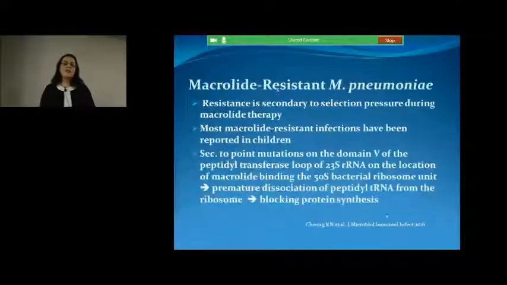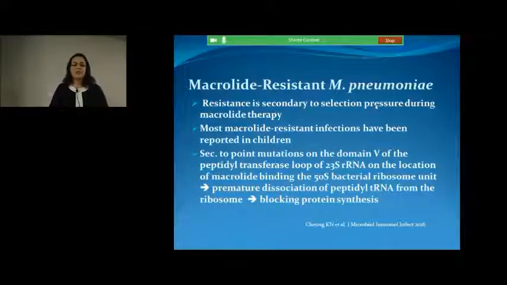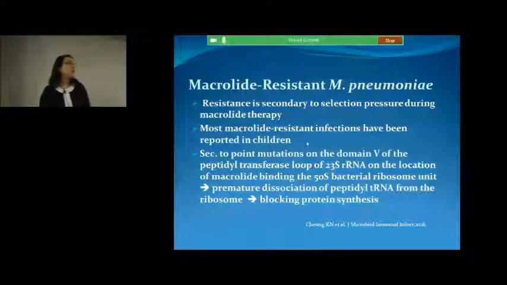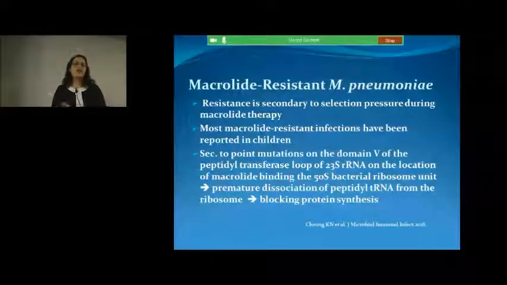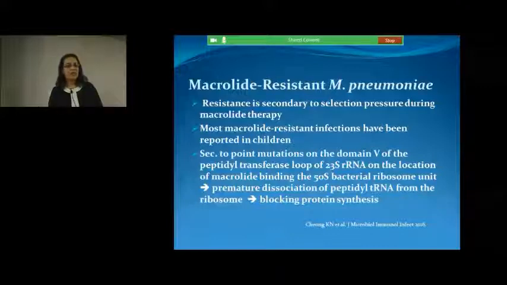So resistance is secondary to selection pressure during macrolide therapy. So it's secondary to overuse of the macrolides. Most macrolide-resistant infections have been reported in children, because this infection is very common in children, and most of the studies haven't been done in this population.